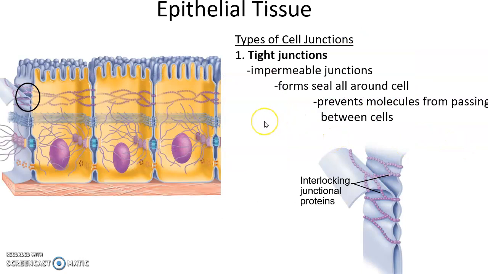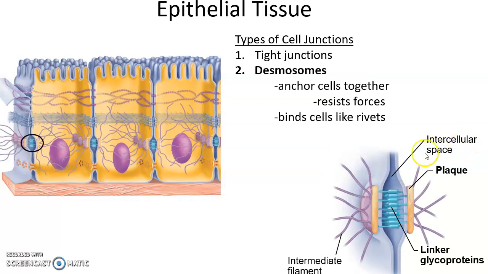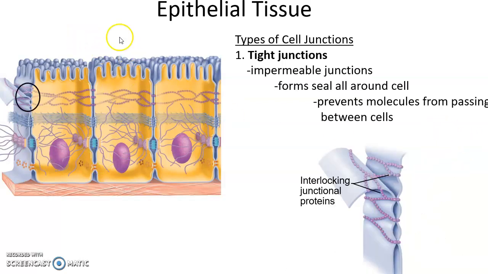All right, there are junctions that connect cells. Tight junctions are impermeable, so things cannot pass between the cells. This forms a seal, preventing materials from going between cells. So if anything's going to cross through, it has to go through the cells. Those are the tight junctions, sort of like superglue.